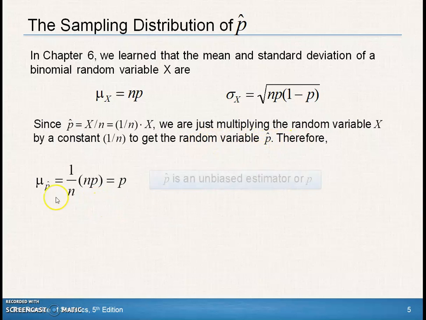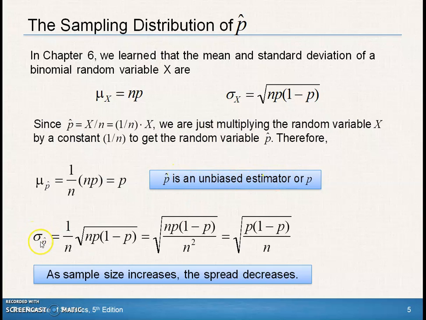Therefore, mu sub p-cap is this np times 1 over n, or p. P-cap is unbiased. Sigma sub p-cap is sigma sub x times 1 over n. Now when we move that n underneath the square root sign, we've got to square it because it's n on the outside, but n squared on the inside. These n's now cancel, and this is the square root of pq over n. And as the sample size increases, this denominator, the spread, will decrease.